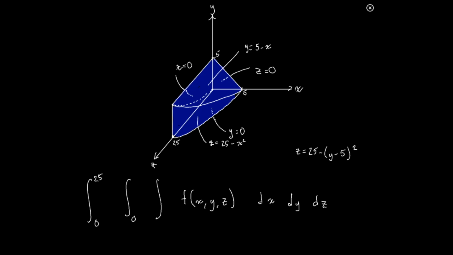All right, now we just need to rewrite that equation in terms of y. So we do z minus 25, we negate that, then we have (y minus 5) squared, then we have y equals the square root of 25 minus z, plus 5. Okay, so that's our upper bound in terms of y.